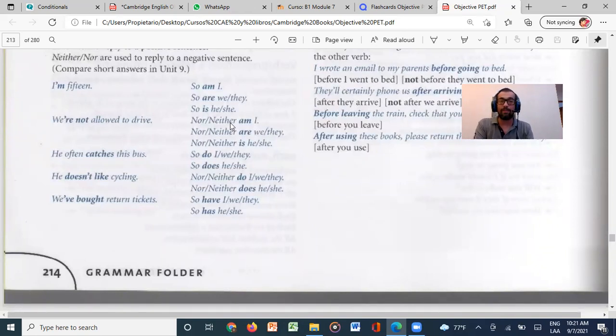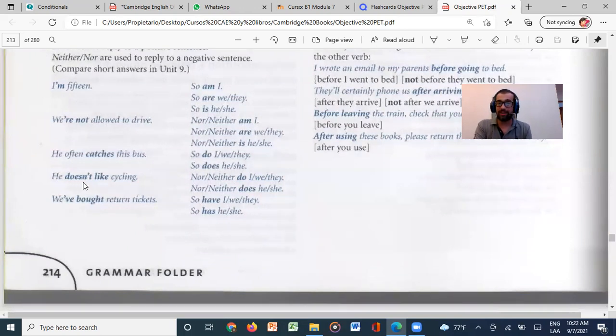You can say, nor am I, or neither am I, nor or neither are we or they, nor neither is he or she. Now, in this case, he often catches this bus. This is present simple, so we use do or does. So we say, he often catches his bus. So do I. Or in this case, so do we, or so do they. Or if it's in the third person, then you can say, so does he, or so does she.